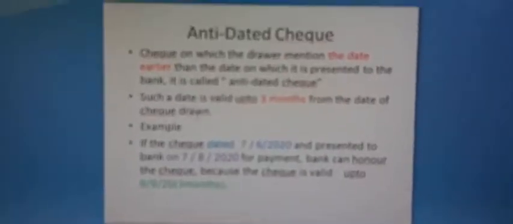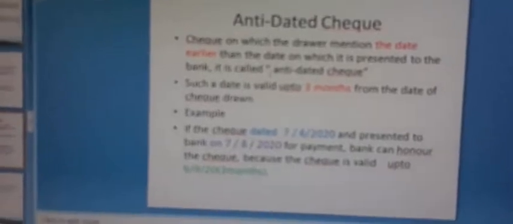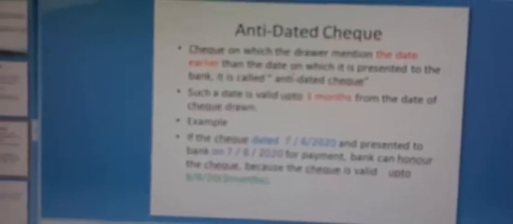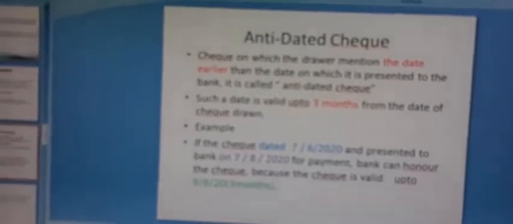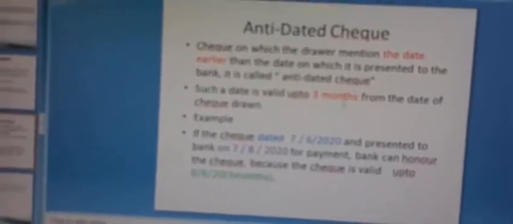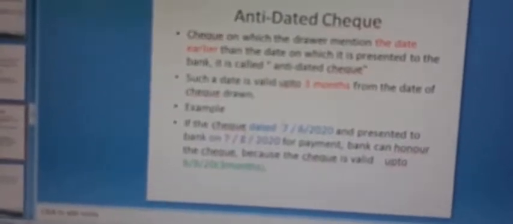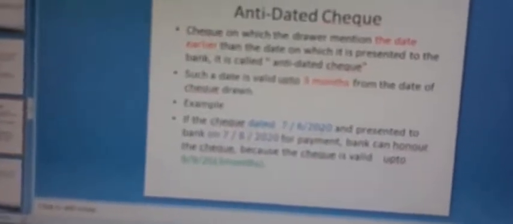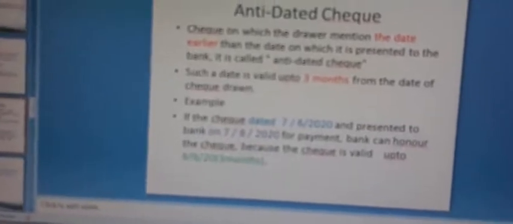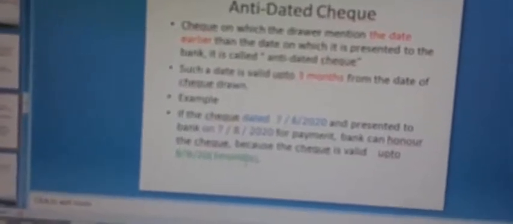That's called a stale check. What is an antedated check? A check on which the drawer mentions a date earlier than the date on which it is presented is called an antedated check. Such a check is valid up to 3 months from the date drawn. For example, I am giving a check to Mr. Morgan dated 7/6/2020, and he presents it to the bank for payment on 7th, the bank can pay the amount because the check is valid up to which month? September, up to 9th September 2020, the check is valid.